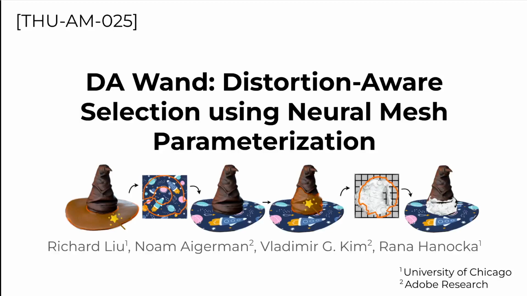We present DeWand, Distortion-Aware Selection Using Neural Mesh Parameterization by Richard Liu, Noah Meigerman, Vova Kim, and Rana Hanoka.